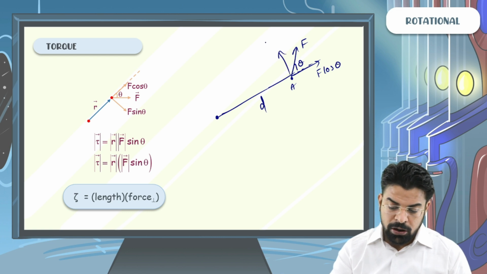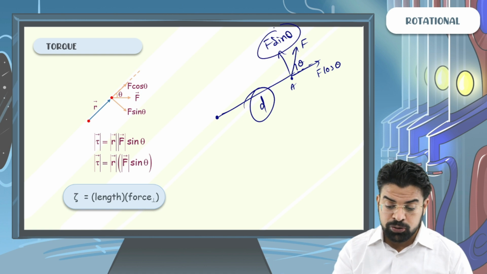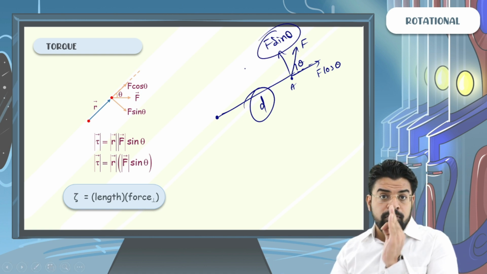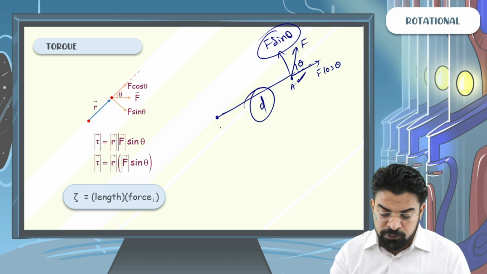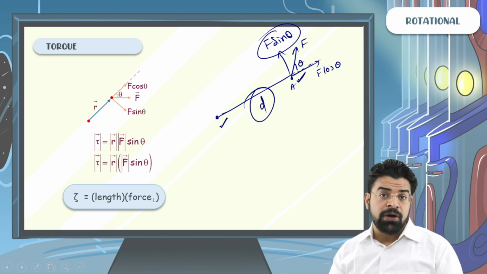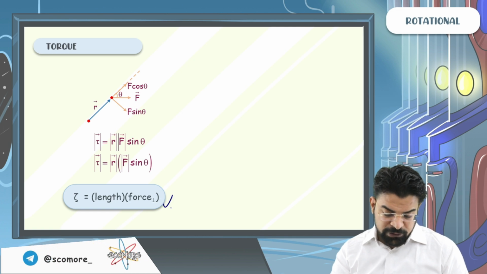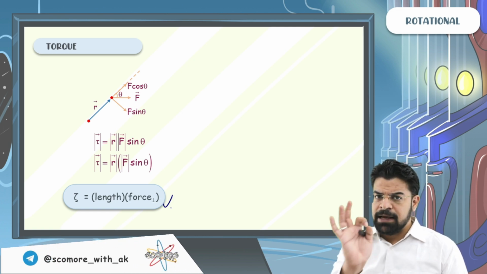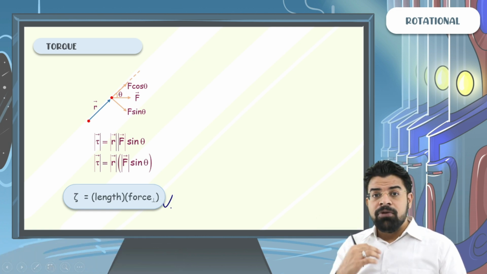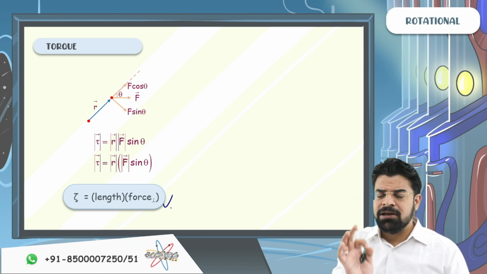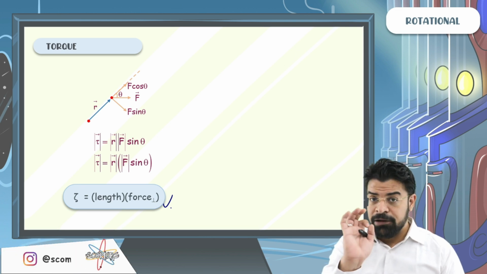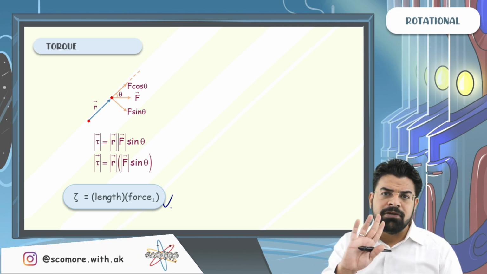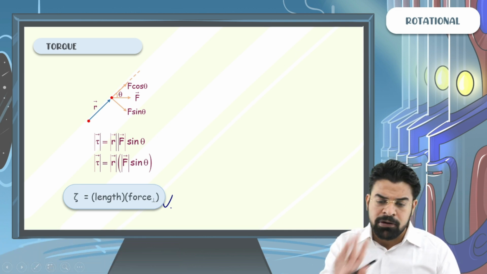So the torque can be written as length times force perpendicular, the component of force perpendicular to the line joining the point of application of force and the point about which you wish to write the torque. This is one way, and this is really helpful. But I like one more way, which students do not usually use, and it is equally important. I will explain it through an example, to show why this second method is also equally important.